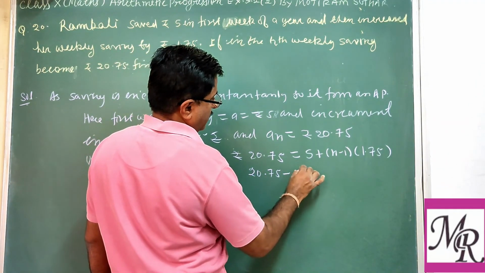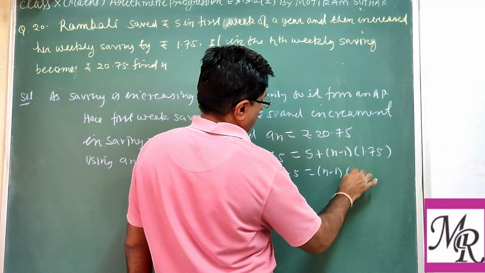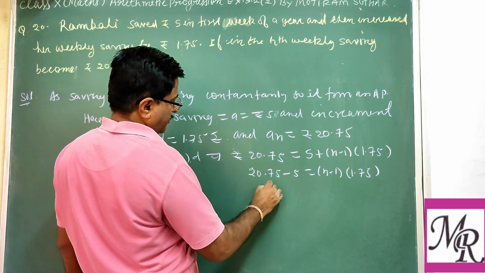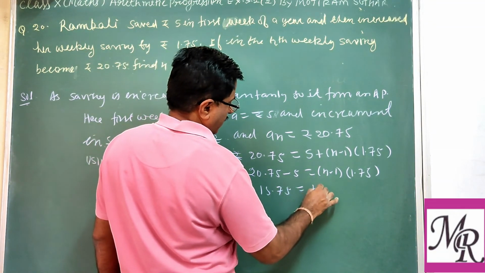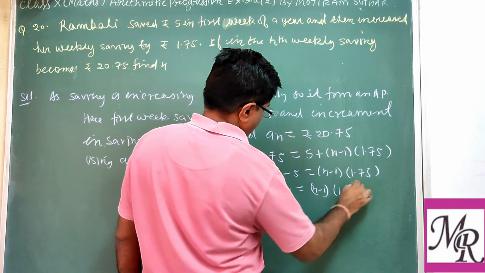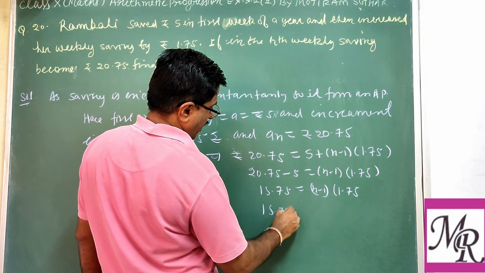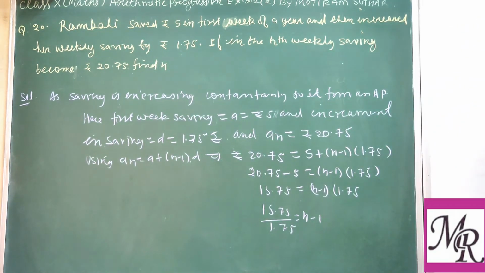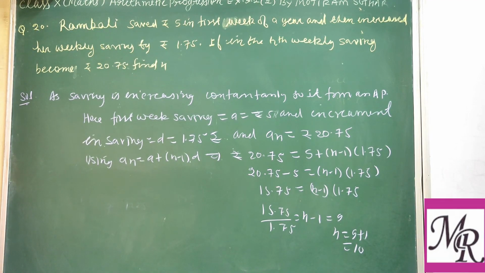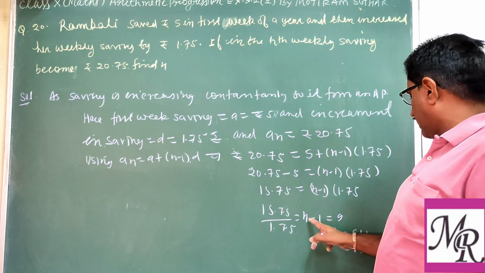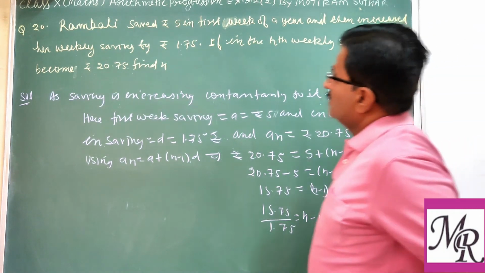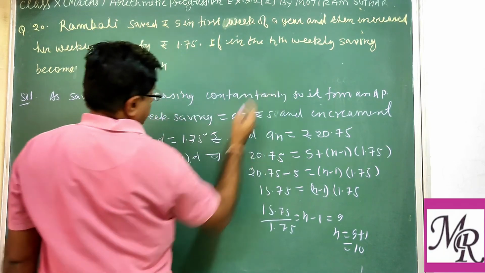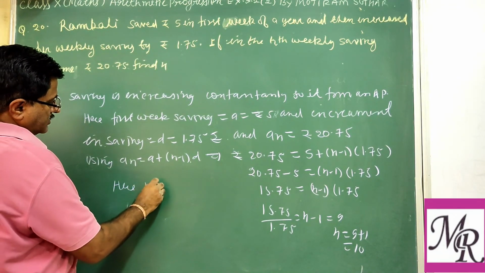So 20.75 minus 5 equal to n minus 1 into 1.75. So 15.75 equal to n minus 1 into 1.75. So 15.75 divided by 1.75 equal to n minus 1. So here after calculation, 15.75 divided by 1.75, that is 9. So n minus 1 equal to 9, n equal to 10. So here the answer is n equal to 10.